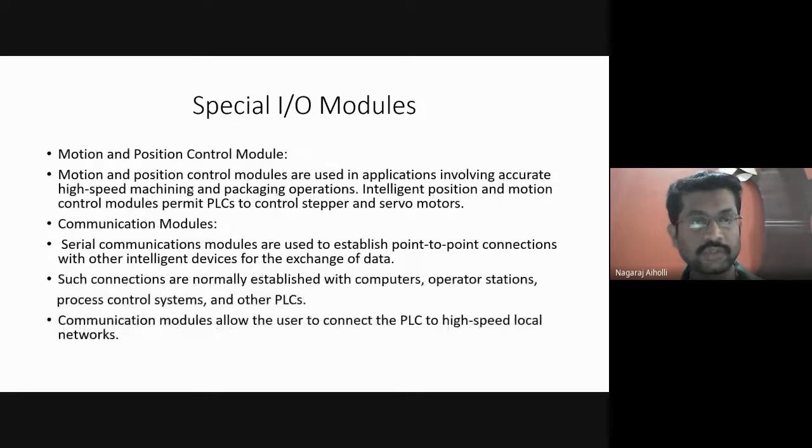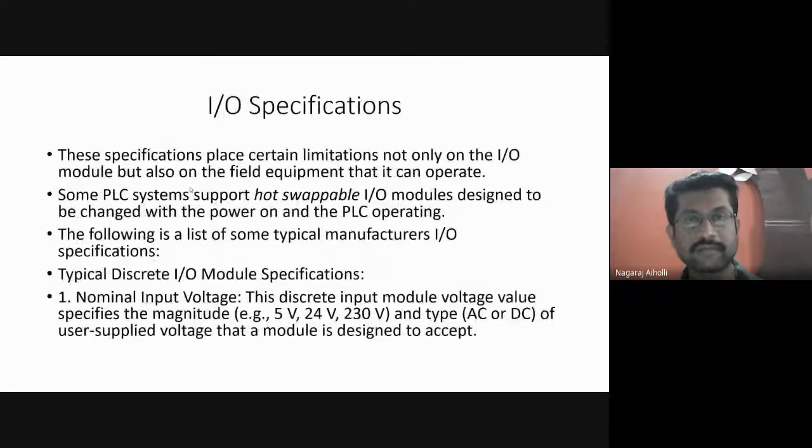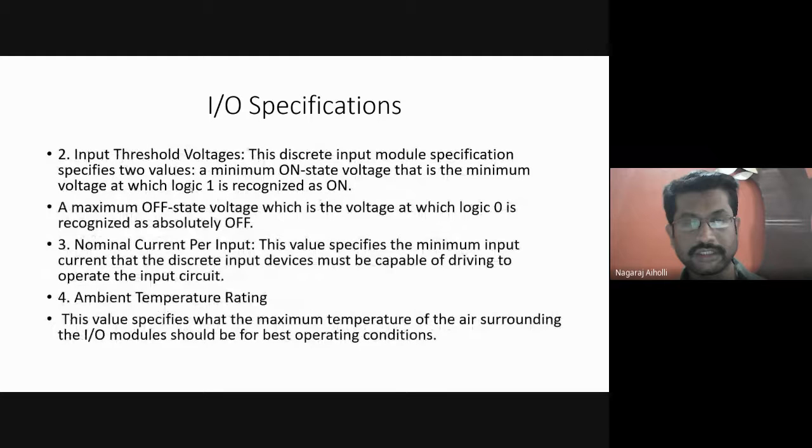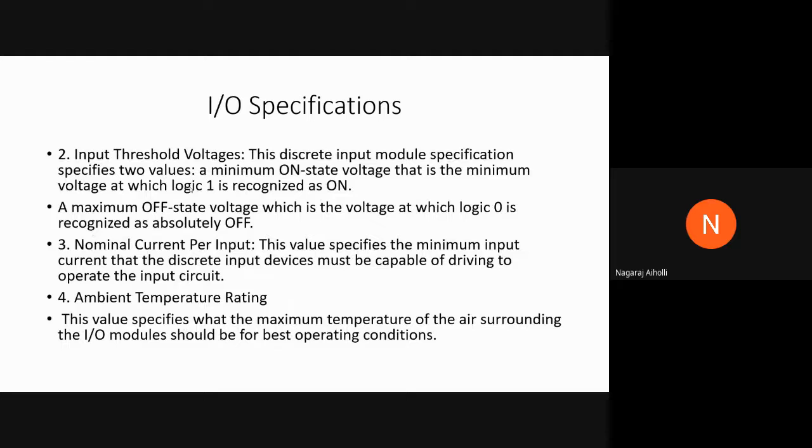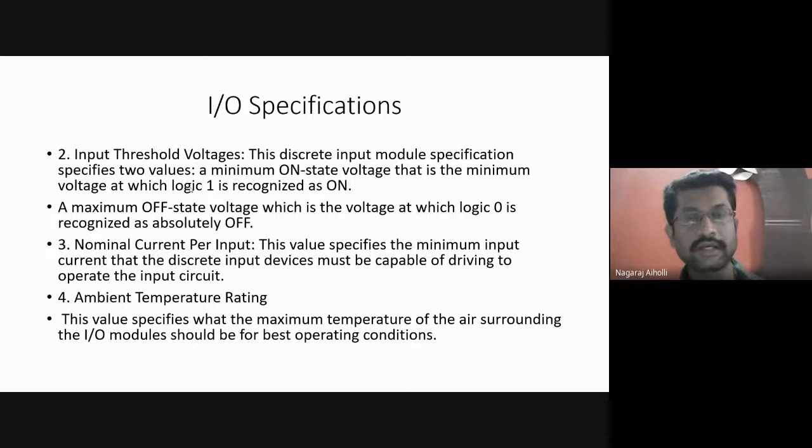Motion and position control modules, and communication modules, with the help of which we are able to communicate from one point to another point. In communication modules, exchange of data takes place. Then the IO specifications, where we have discussed different specifications: nominal input voltage, and then various other IO specifications. Threshold voltage is the minimum voltage we are applying. Nominal current per input, and ambient temperature rating, the surrounding temperature conditions, so that the PLC can operate properly without getting affected.